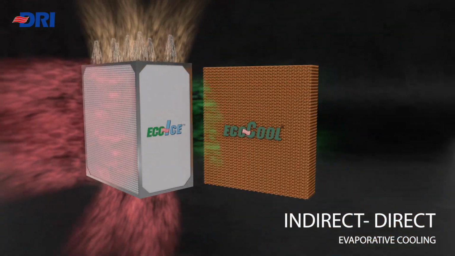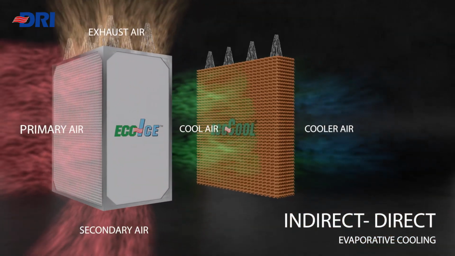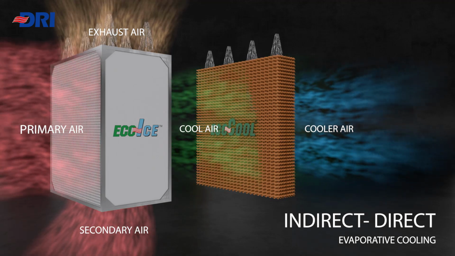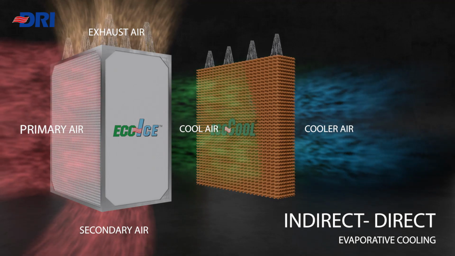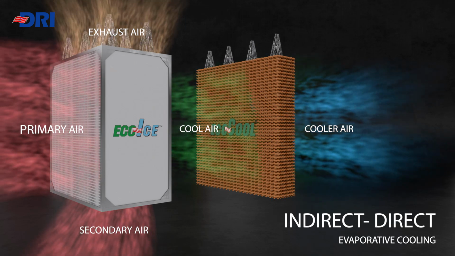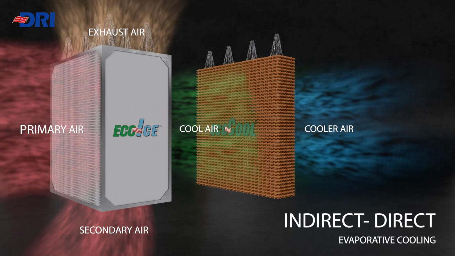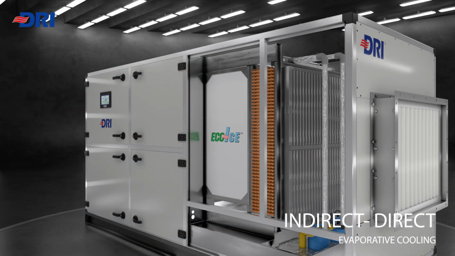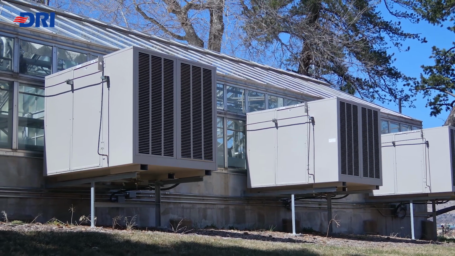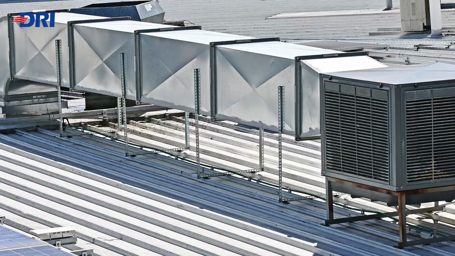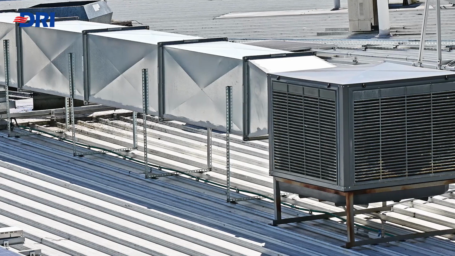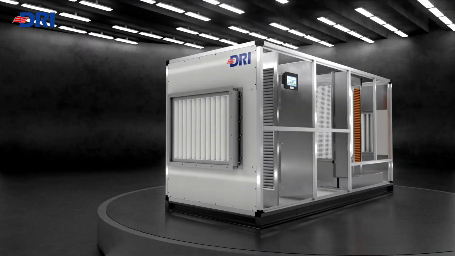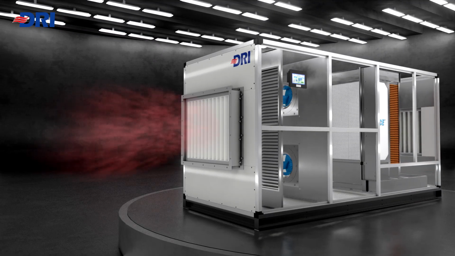The now cooled and dry primary air enters the direct evaporative cooling stage. Here, it passes through specially designed wet cooling pads, where a second stage of natural evaporation brings the temperature down even further, still using 100% fresh air. The traditional evaporative cooling is limited by the wet bulb temperature of incoming air, but combining indirect and direct evaporative cooling processes can achieve even lower temperatures.